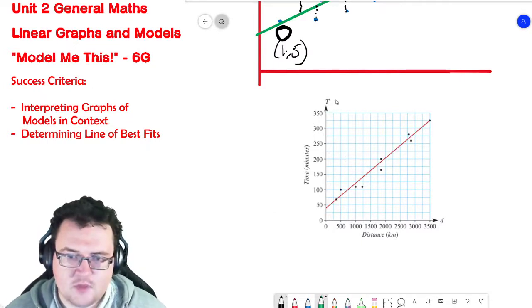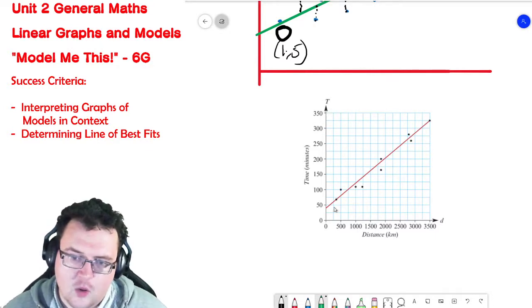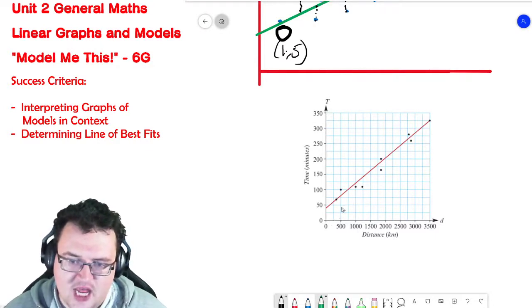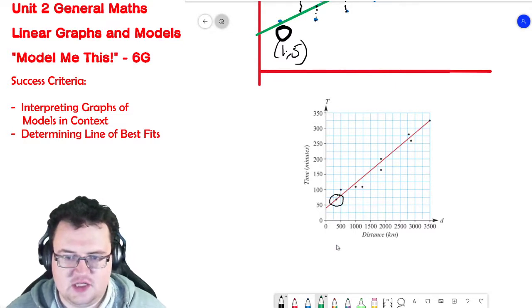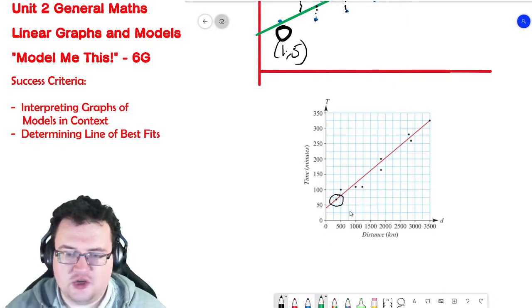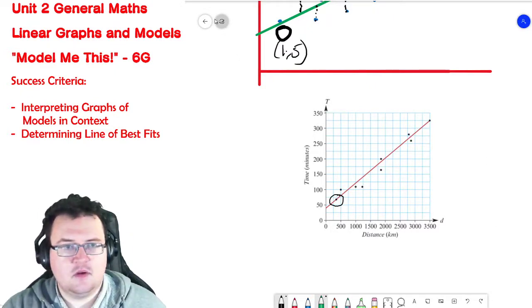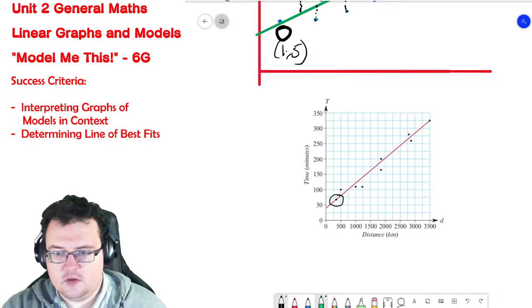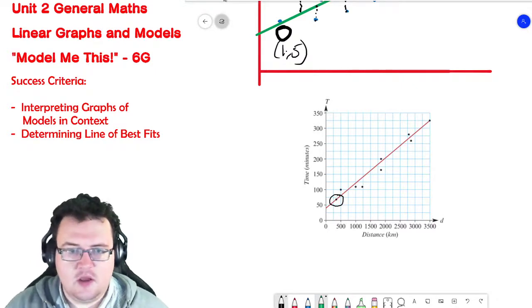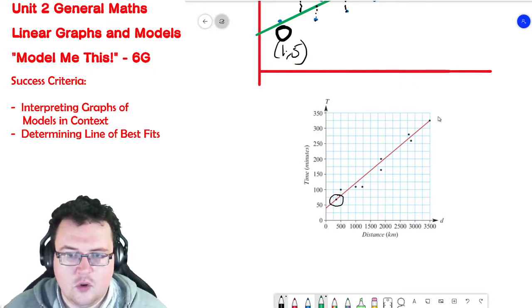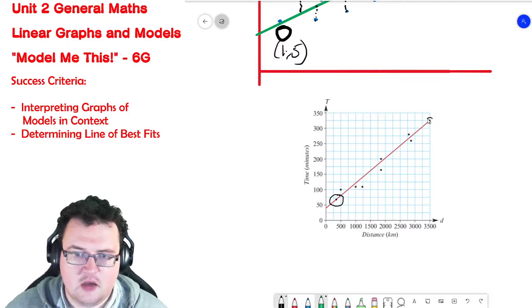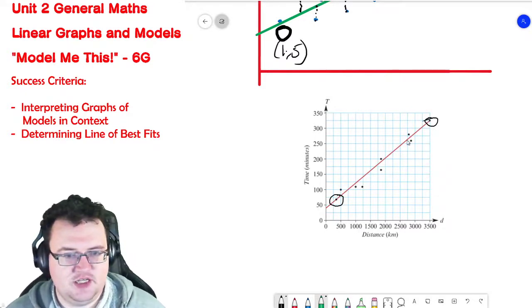So where would you say approximately that coordinate is? Where would you say it approximately is? And then also, where would you say that point is?